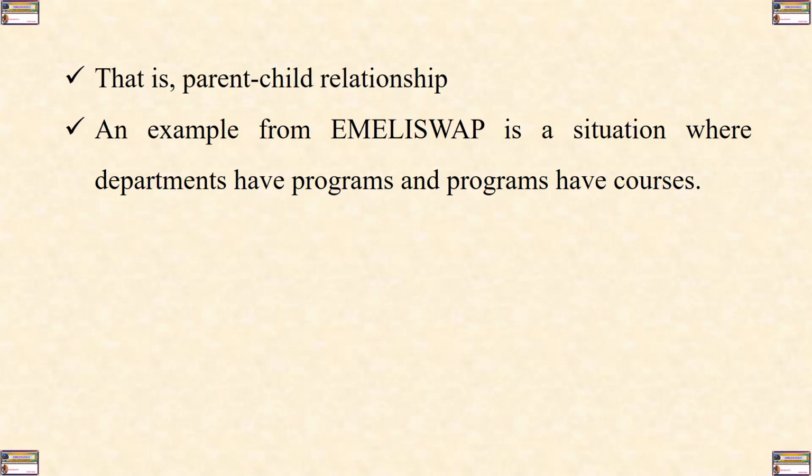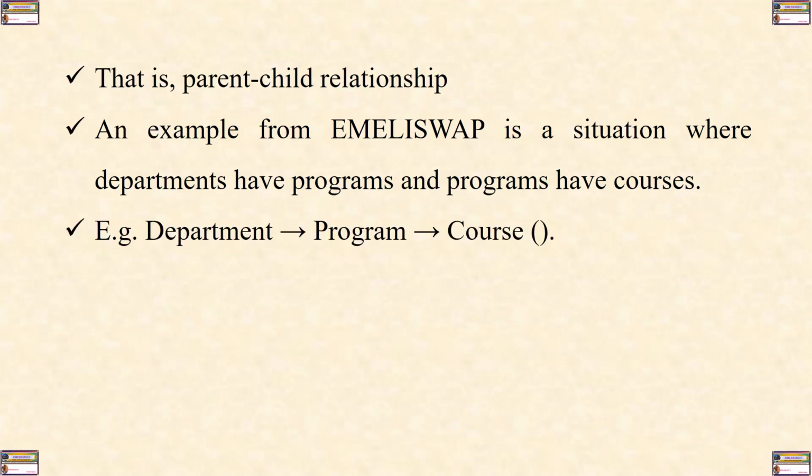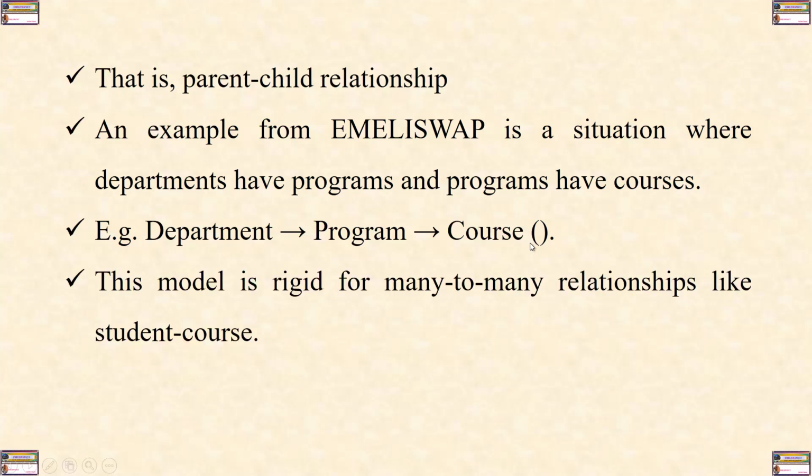So you may have a department that has several programs, and under each of the programs, we have several courses. So the highest level in the structure is the department. Under the department, we have an arrow pointing to programs. And under programs, we have an arrow pointing to courses.